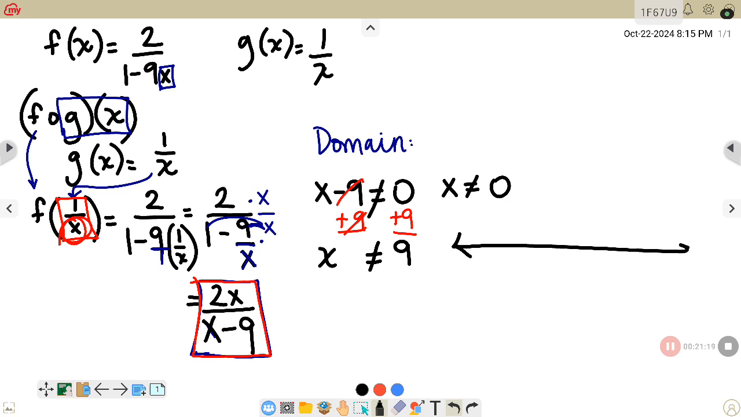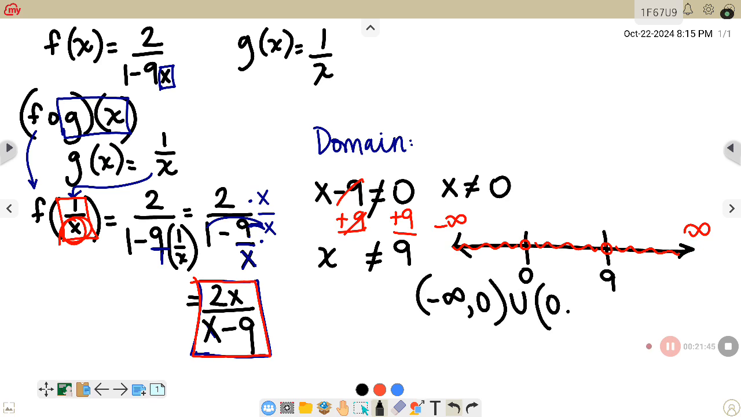Let's look at what this looks like in interval notation. I'm going to put both restrictions on my number line in the order that they come, which would be 0 first, and then 9. And then here's your 3 intervals. Negative infinity to 0 in union with 0 to 9 in union with 9 to infinity.